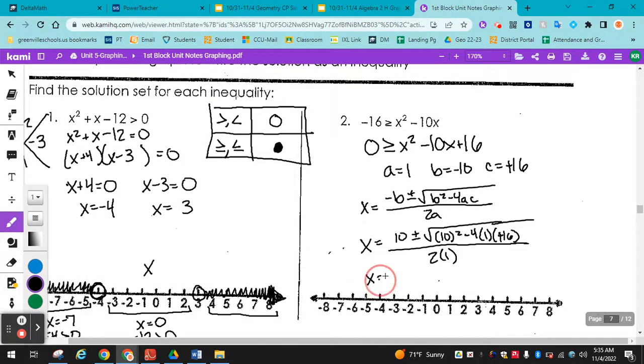So I have x equals 10 plus 6 over 2, and x equals 10 minus 6 over 2. So 16 divided by 2 is 8. 4 divided by 2 is 2. So one's at 8. Come back here, close dot, and one's at 2. And test a point. 0 is now on the outside. So if I test 0, is negative 16 greater than or equal to 0? No.